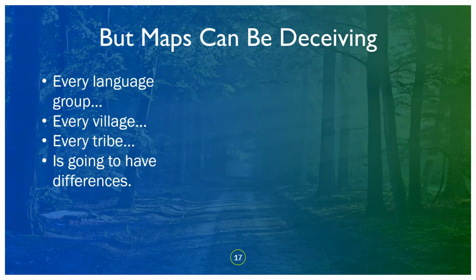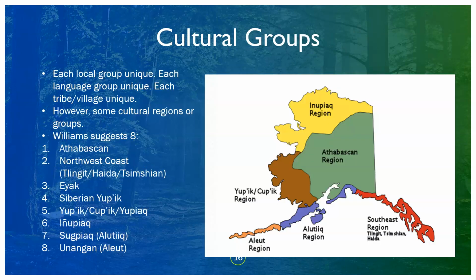Again, every language group, every tribe, even every village, you go to different Inupiaq villages and they have different ways of adapting to very specific environments. There's going to be those differences, but it's helpful to have a roadmap of the territory. And in that regard, knowing that there's about eight major cultural differences or cultural groups.